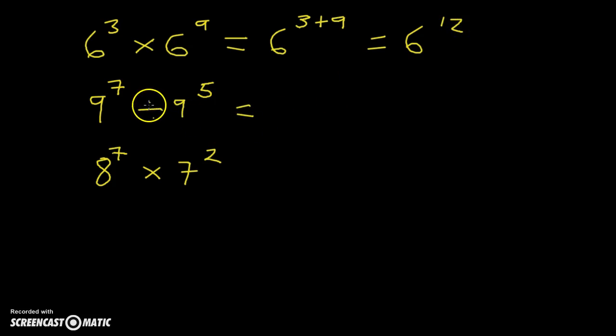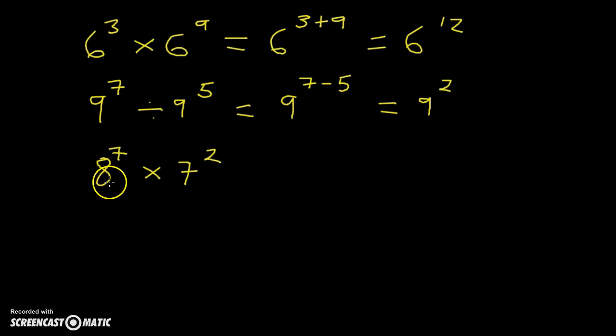In this case, it's dividing. So what do we do when you divide? Well, we subtract the indices. So it's 9 to the power of 7 subtract 5, which gives us 9 to the power of 2, or 9 squared.